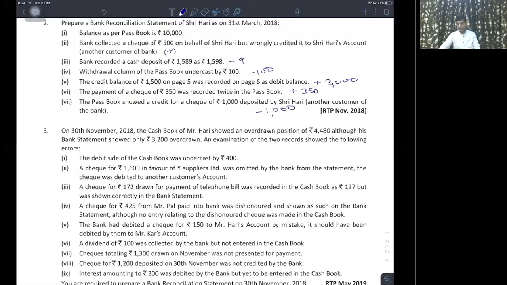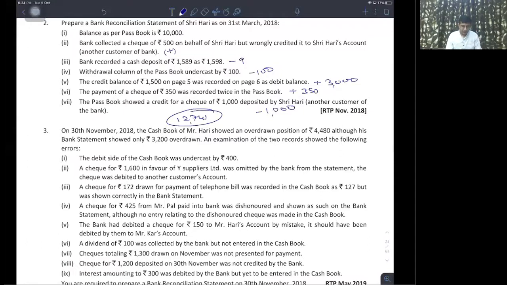Therefore, minus 1000. Did you people understand this? So accordingly, balance as per cash book comes to plus 500 minus 9 minus 100 plus 3000 plus 350 minus 1000. That is 12,741. 12741 is the favorable balance as per cash book. Correct है? समझ आया नहीं?